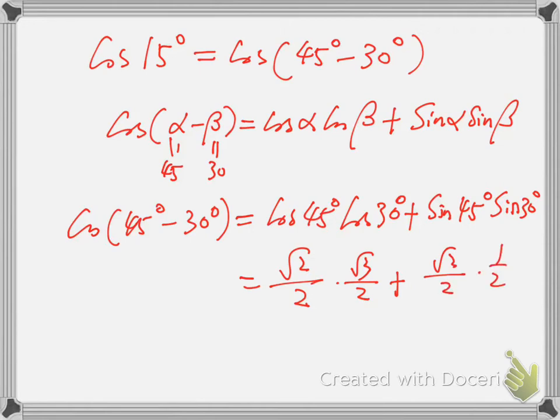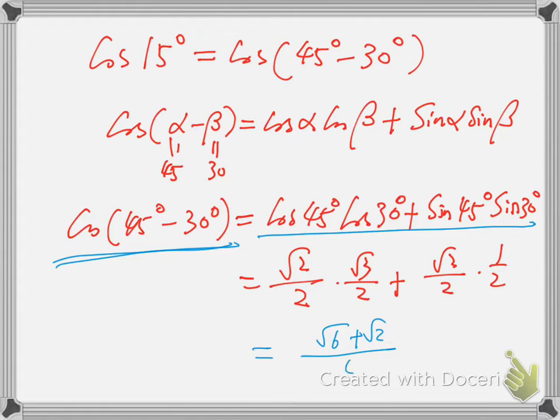We know the trig values for 45 and 30. By the difference formula, we know the 15, since 45 minus 30 is 15. So you put them together. This is radical 6 plus radical 2 over 4.